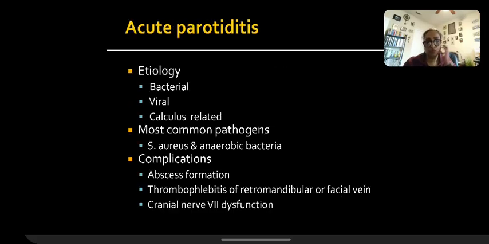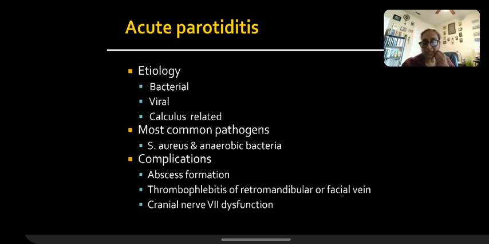Okay, now we'll talk about gland infections. We'll start with the parotid gland, then we'll look at the submandibular gland. So acute parotiditis could be bacterial, viral, or related to a stone. If it is bacterial, the common pathogen is basically S. aureus or anaerobic bacteria. And what are the complications? You could get abscess formation.